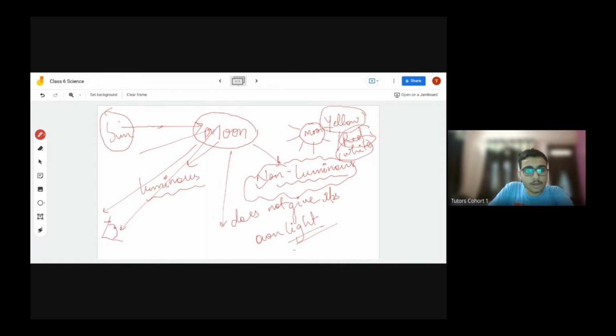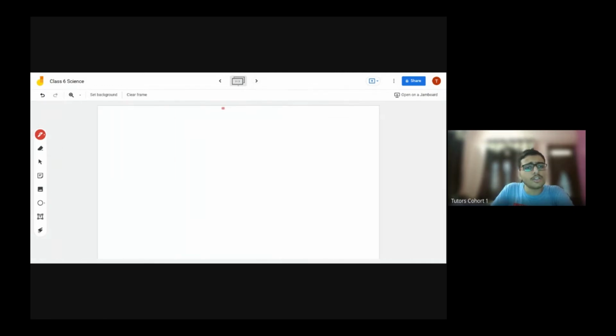If I just draw an eye here, assume it to be the eye. My drawing is not so good. So this light reflects on the moon and falls into our eyes, and we can see the moon. That is the reason the moon is considered a non-luminous object. Not just the moon, everything is non-luminous. How? Now I'll explain one more concept.